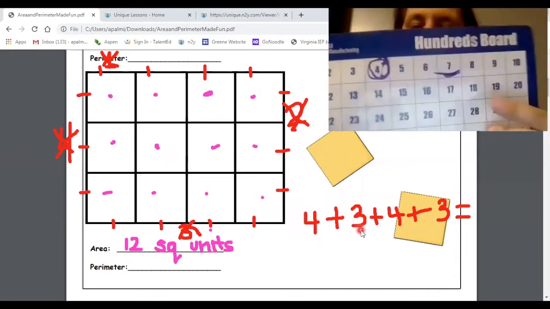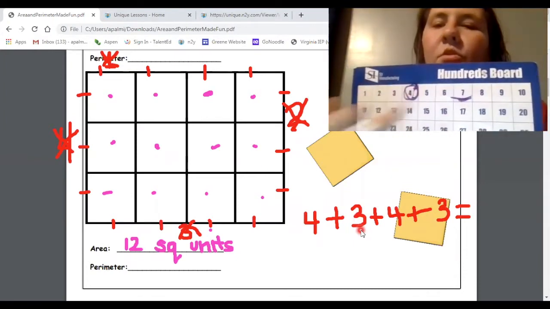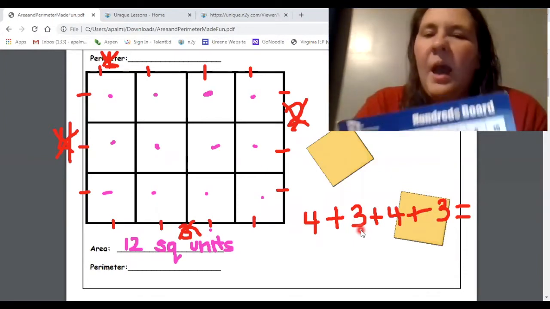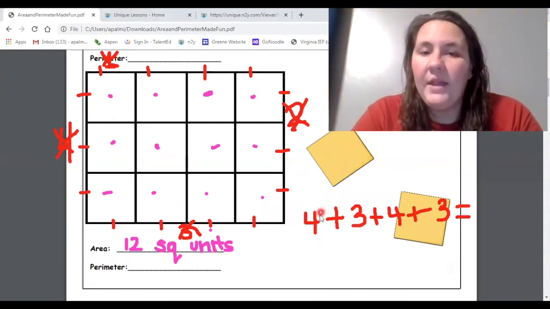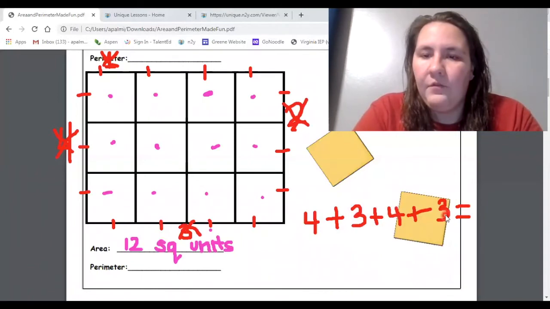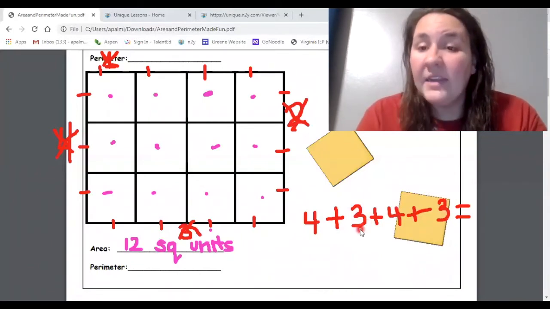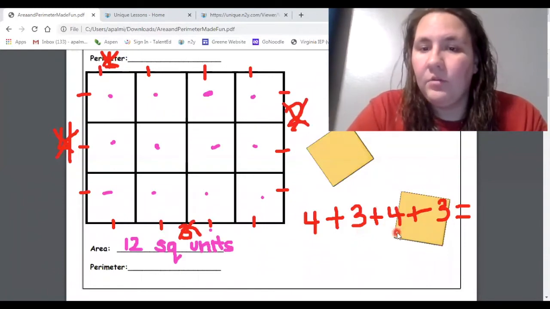Very good, a 7. Okay, so I have 1, 2 purple spots on my hundreds chart. How many numbers are in my number sentence though? 4, right? 1, 2, 3, and 4. Beautiful. So I need to keep adding because I'm not done yet. So I've got these 2. I need to go to my next number.